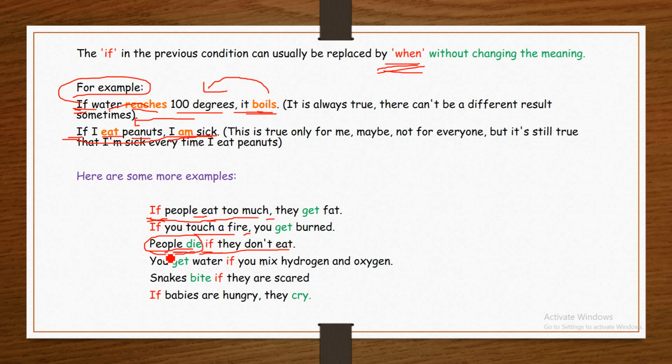Why do people die? Because they don't eat. If people don't eat, they will die.